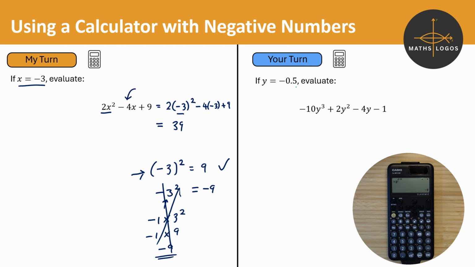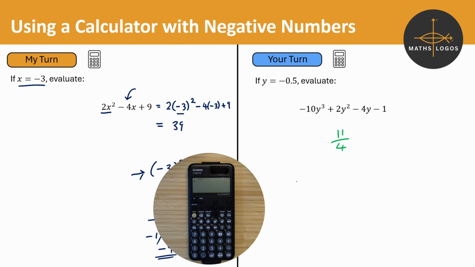Okay, if y is equal to negative 0.5, evaluate negative 10y cubed, add 2y squared, subtract 4y, subtract 1. What I'm going to do is set negative 0.5 as my answer. So I type that in, hit the execute button, and now it will be stored as my answer. Then I type everything I see on the screen. So I'm going to type in negative 10, answer cubed. I have to hit this button to get my box to then put in the 3. Add 2 lots of my answer squared, take away 4 lots of my answer, and then take away 1. And that gives me this answer, which is 11 over 4. That's what you should have had.